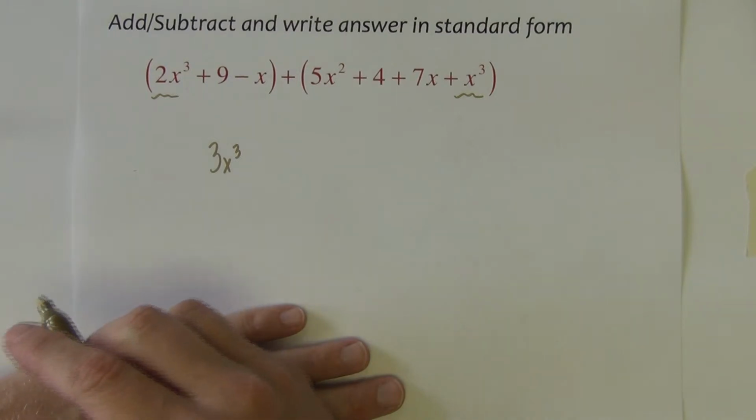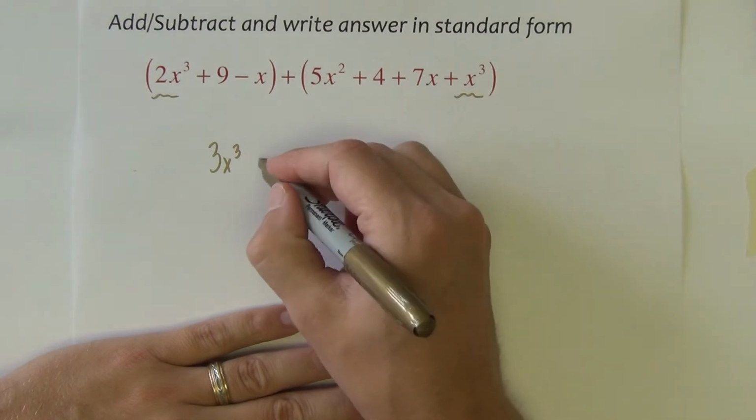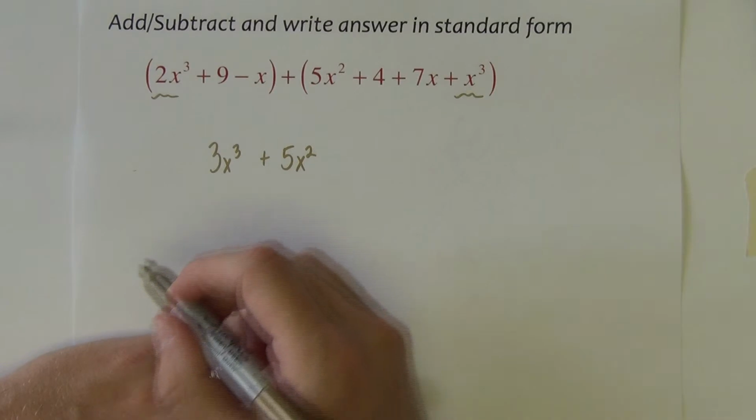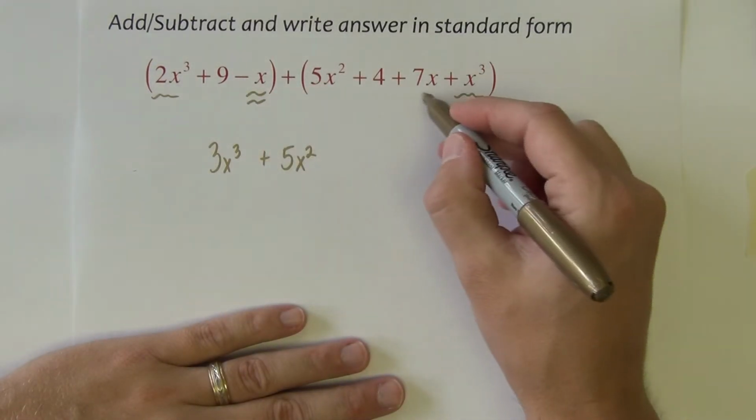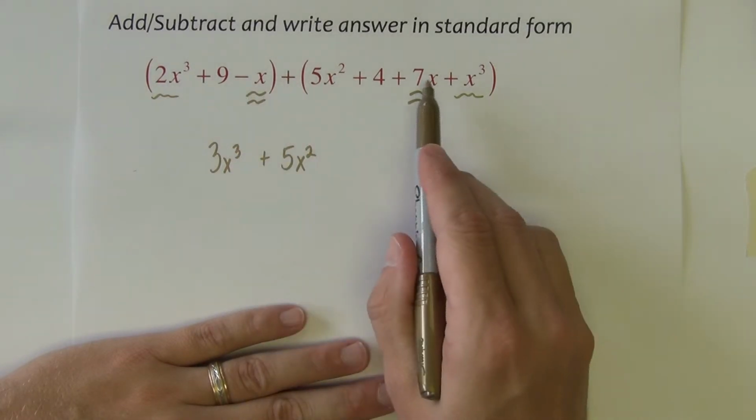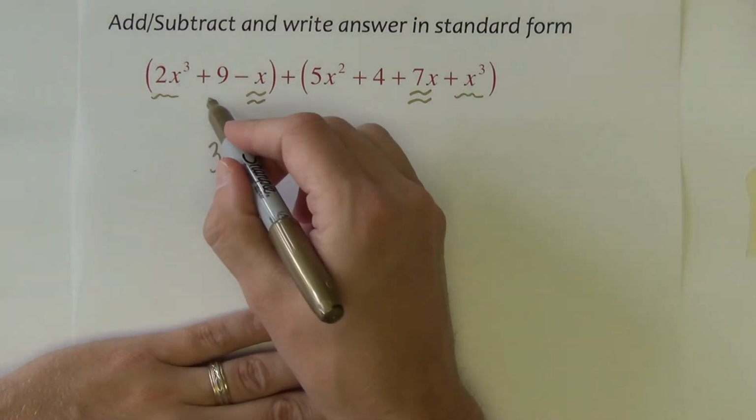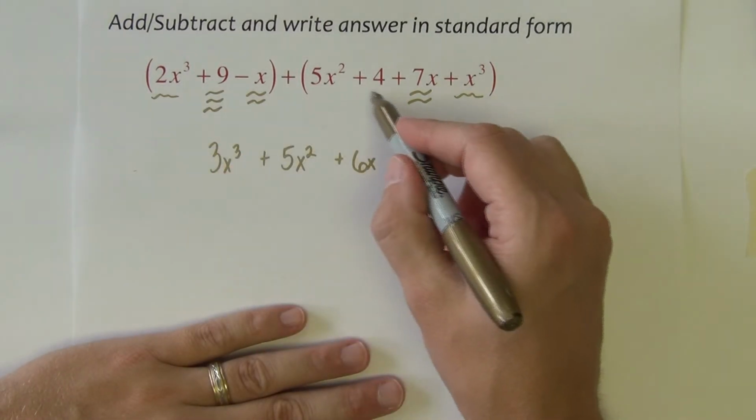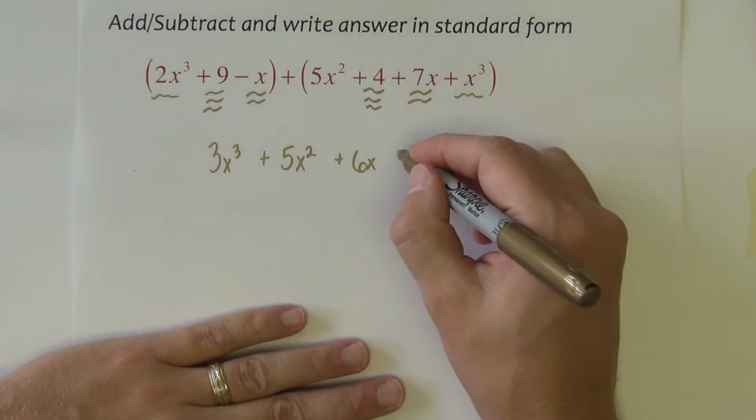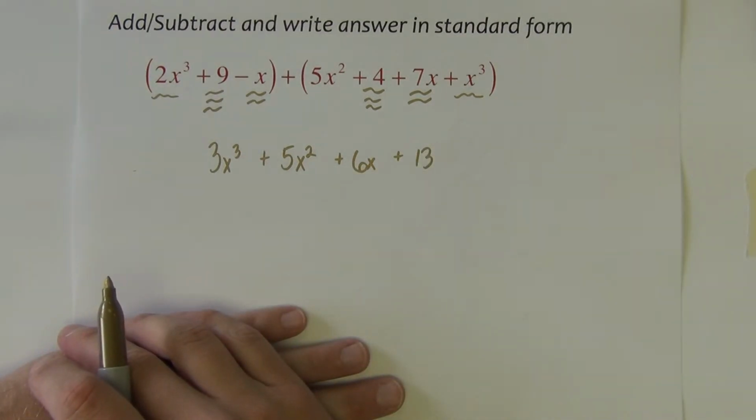Okay, after the 3rd power, I look for the 2nd power. And there's 1 right here. It's the only one in the whole problem, so there's nothing to add it to. It's going to have 5x squared. Next, I'm going to look for my x's. I've got negative 1 plus 7, which is 6. And then finally, I'm going to look for my constants, which are the terms that don't have x's. And I've got 9 plus 4, which gives me 13. And that's finished.